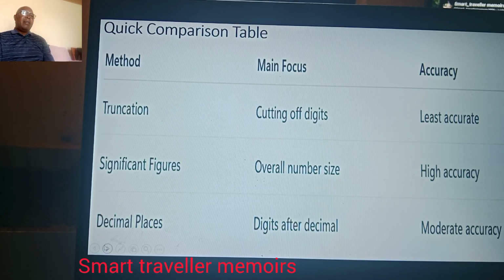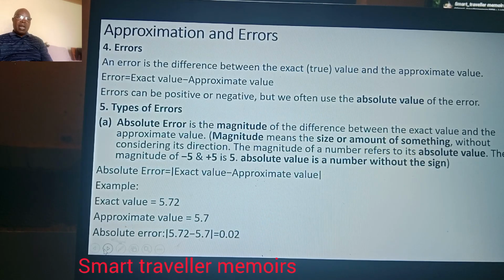So here is our quick comparison table, where I have method, main focus, and accuracy. I start with truncation. Main focus is cutting off digits. Accuracy, least accurate. Significant figures. Main focus is overall number size. Accuracy, high accuracy. And decimal places, main focus is digits after the decimal. Accuracy, moderate accuracy.